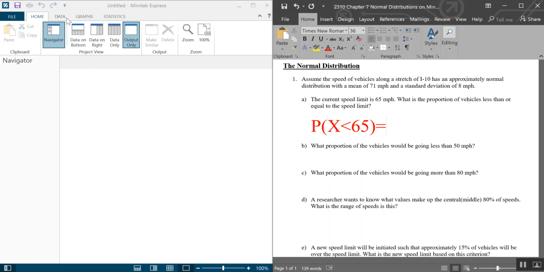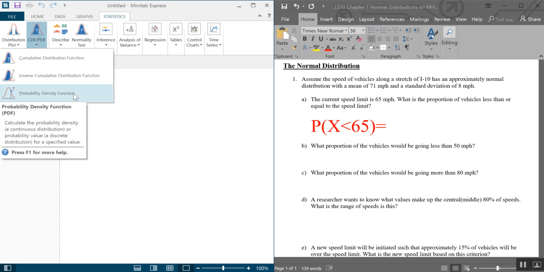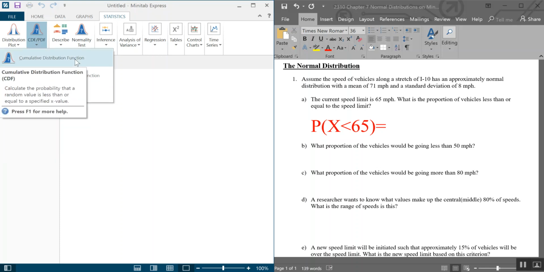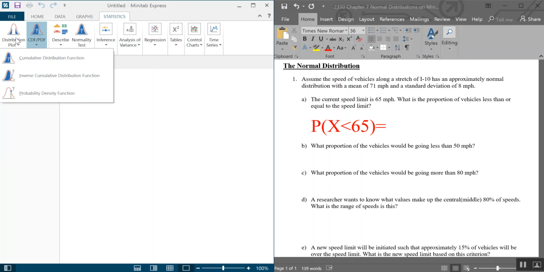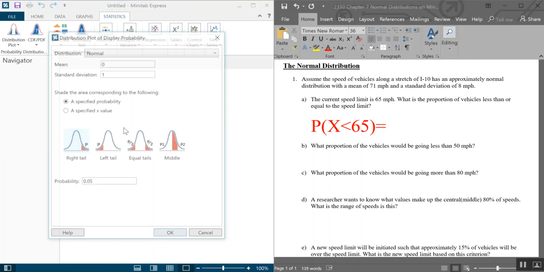So just like we saw with Chapter 6, we're going to go to statistics. You can use the CDF PDF to do this. Just as a pro tip, you will never use PDF on the normal distribution. You will only use CDF. I'm not going to use it at all. I'm going to use the distribution plot and use display probability.